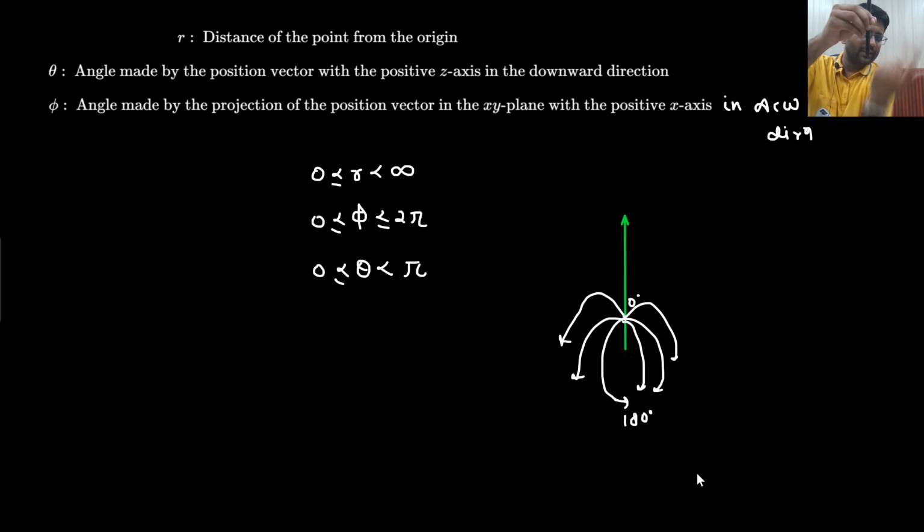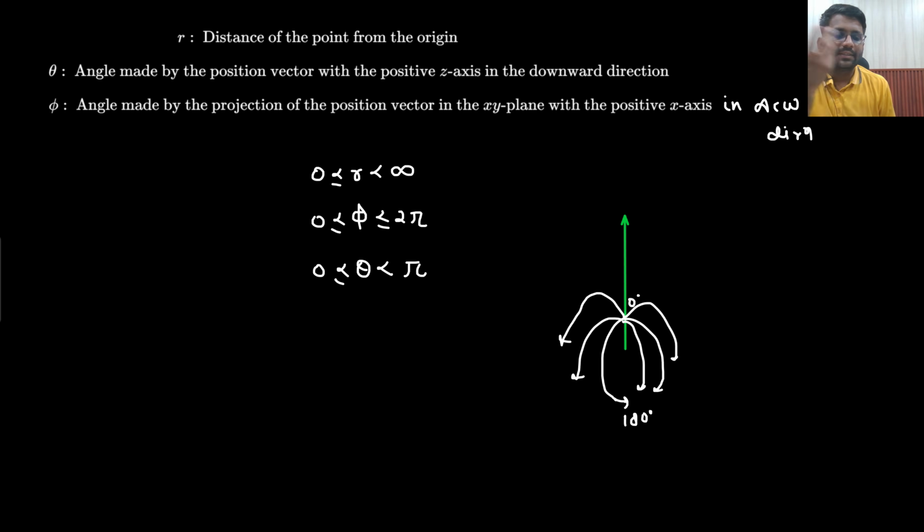Here it is covering the distance. Here it is covering the circular distance, and then from the z direction, the downward distance, this theta is covering. So the whole coordinate system is covered in a circular manner. Is it clear?